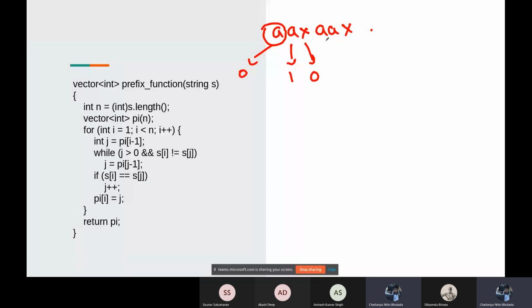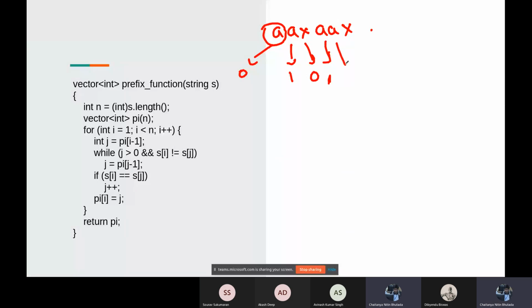Now here, we again check, we put j equal to 0, like the value of pi previously. So now we go on. We don't need to go here because j is equal to 0. Now we just check s of 3 equal to s of 0, which it is. So we increase j by 1 and put the pi value here.